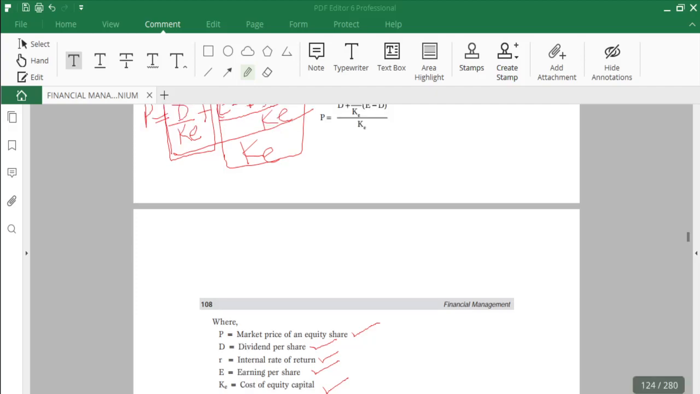We would be solving some problems in my next video. I hope you have understood the concept, because unless and until we are literally solving problems on this, you can't understand how the dividend distribution affects the value of the firm.